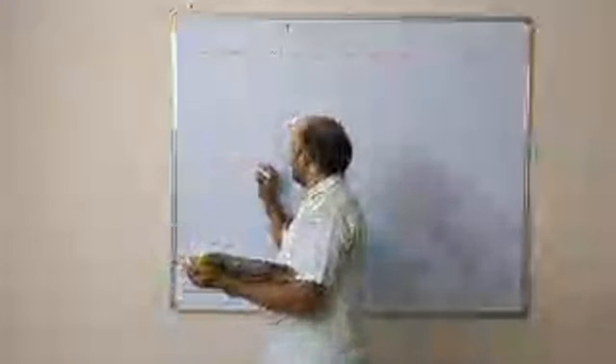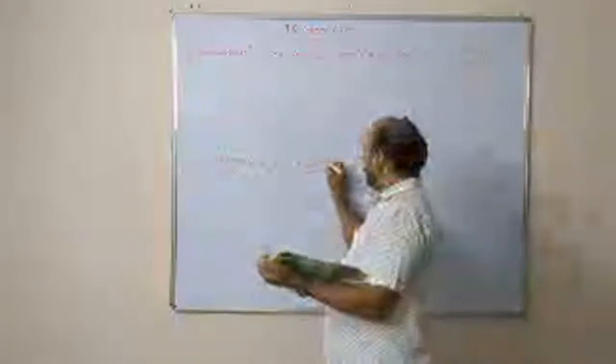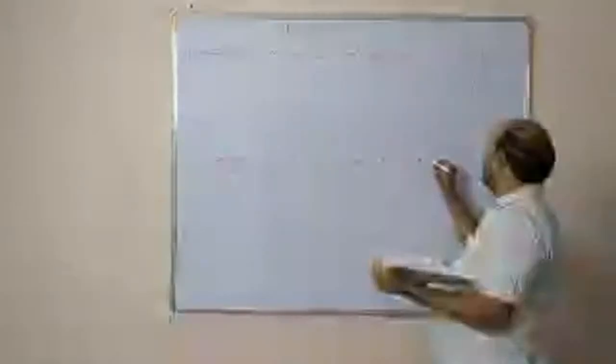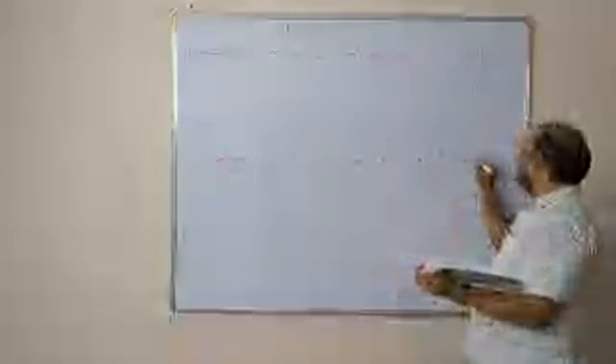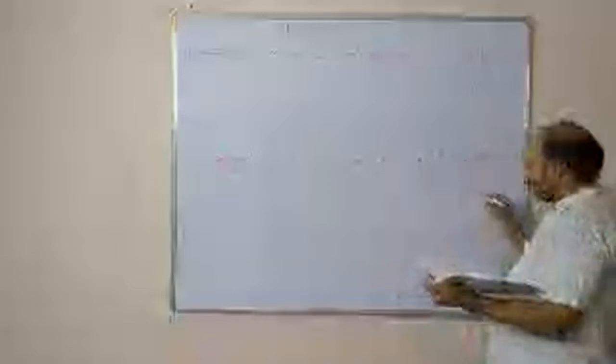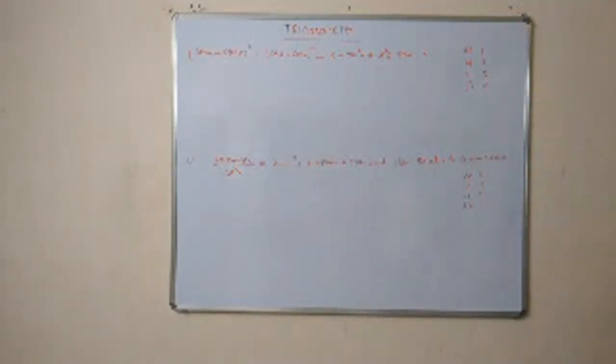Next, another question here. If sin x plus cos x divided by cos cube x is equal to a tan cube x plus b tan square x plus c tan x plus d, then the value of a plus b plus c plus d equal to. So options are 4, 3, 2, 1. So how to do the step problems?